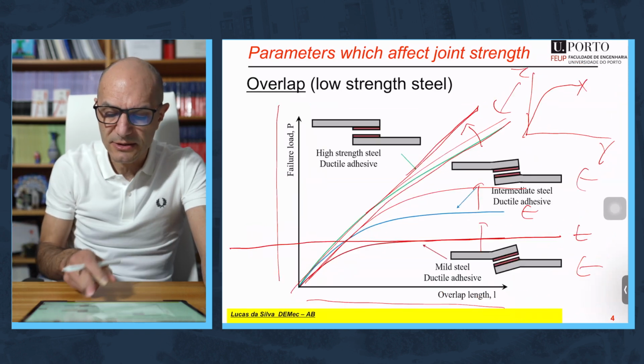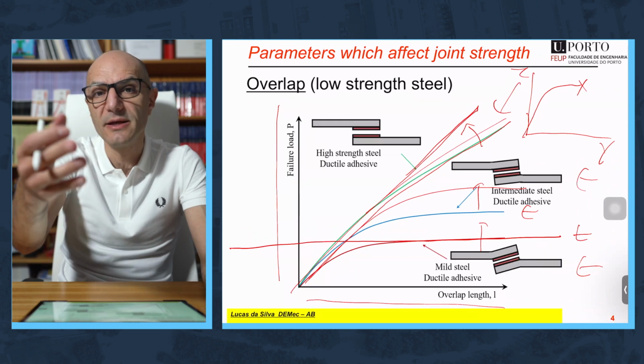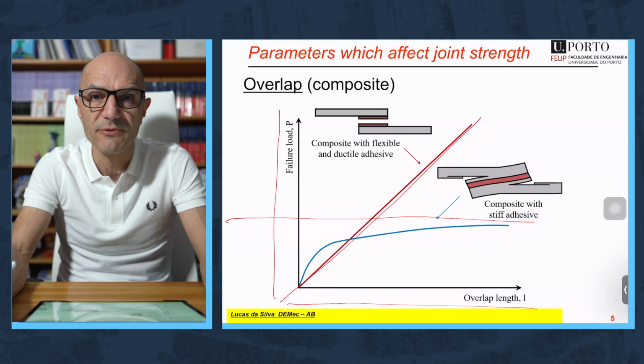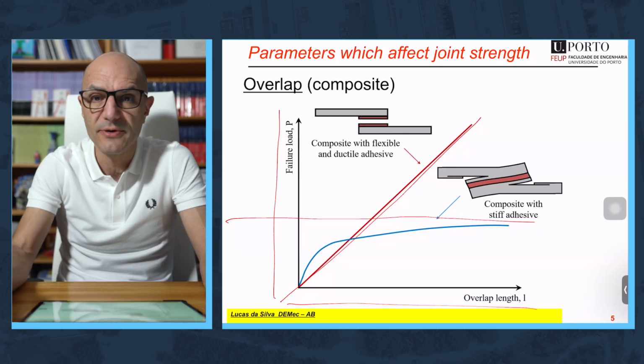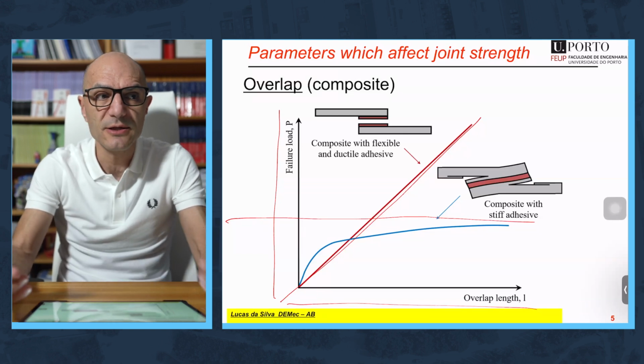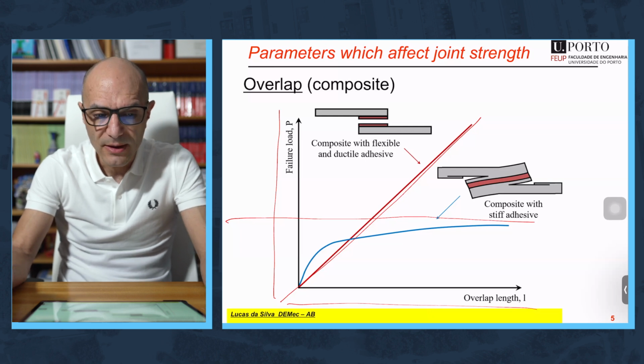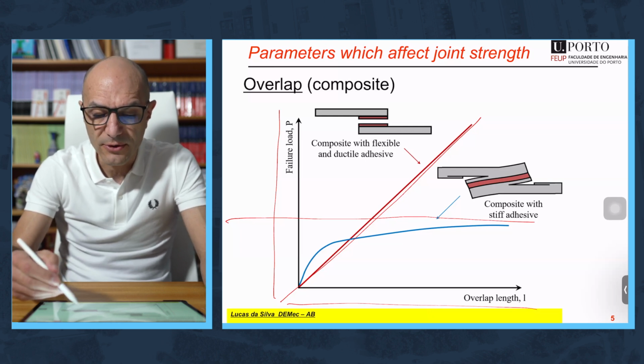Everything takes place at the ends of the overlap. In this case, it's the yielding of the steel or the aluminum. In this case, it's the delamination of the composite. So you have plateaus for different reasons. The ideal situation is to use a very ductile adhesive, not too stiff in the case of the composites.